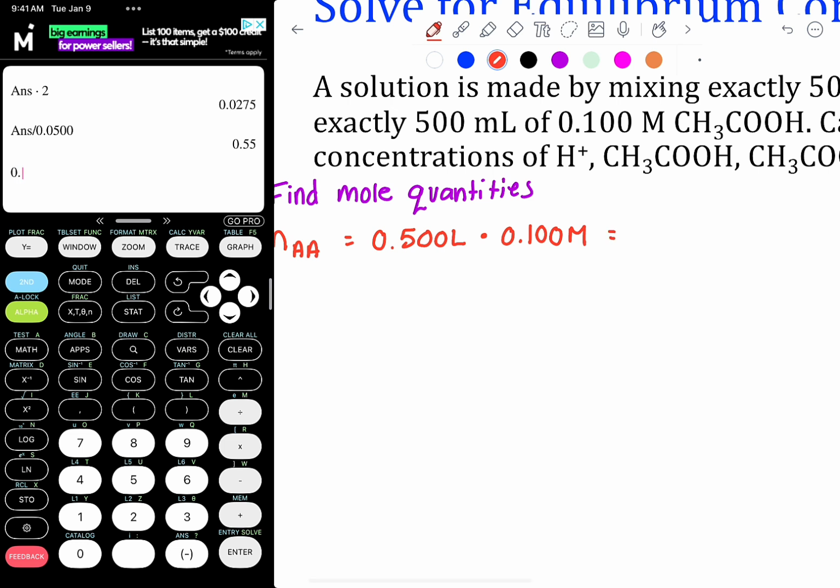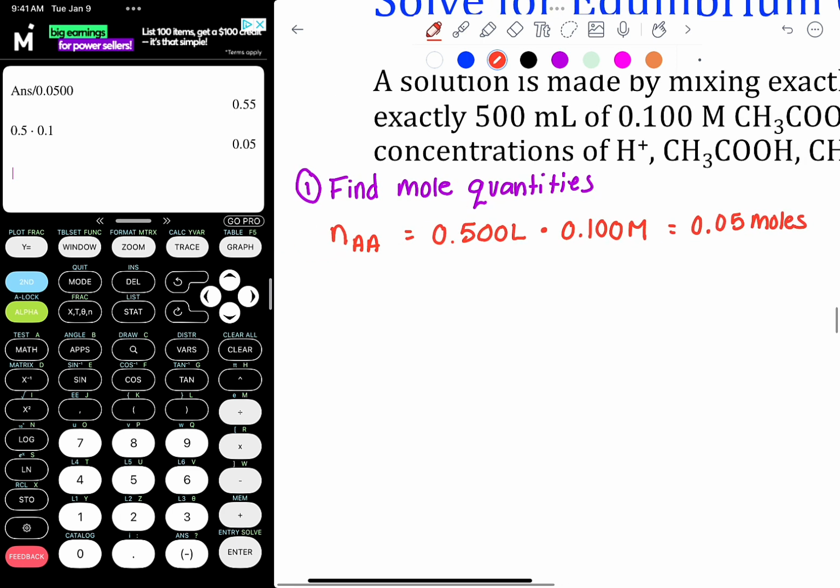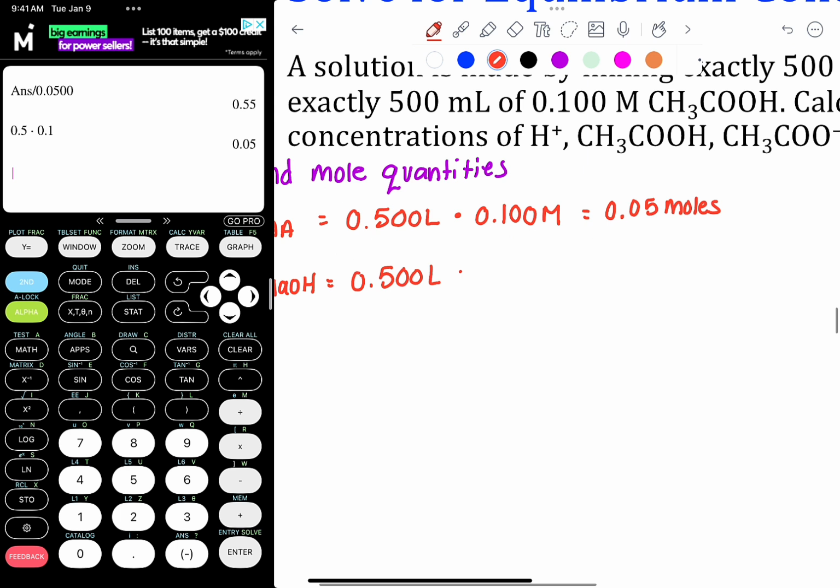So that's going to give us 0.5 times 0.1. That's going to give us 0.05 moles of acetic acid. Then we can do the same for NaOH. Okay, so we had 0.5 liters and our concentration was, what was it, 0.167. So we'll take 0.5 and multiply it by 0.167 and we get 0.0835 moles.